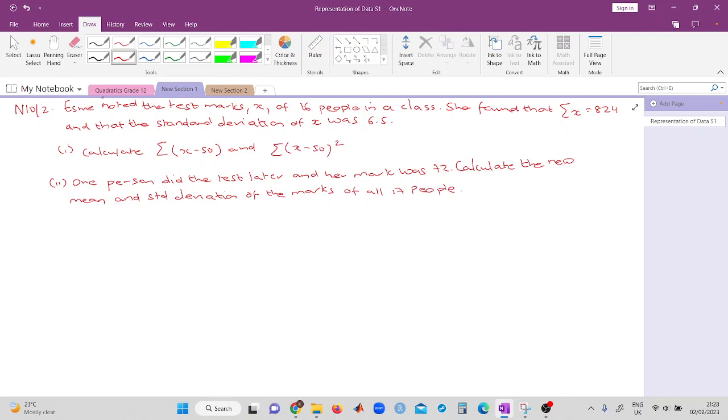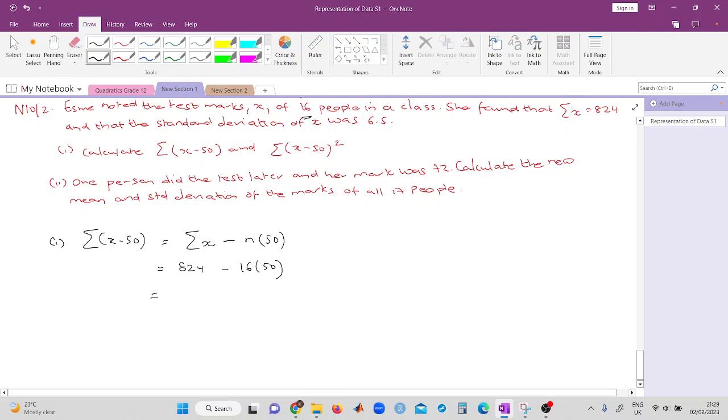Okay, so here we have some formula to know. Okay, donc premier, évidemment, trouve summation of x minus 50. This is equal to, okay, the formula, how to do it, equal to the summation of x minus n times the amount which is here, 50. Donc summation of x, nous connaissons 824. The number of observation, on m'a dit n equals to 16. Okay, so I will get the summation of x minus 50, which gives me 24. This is the first one.